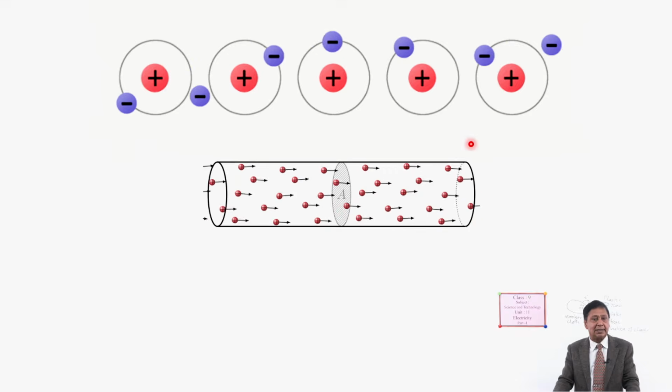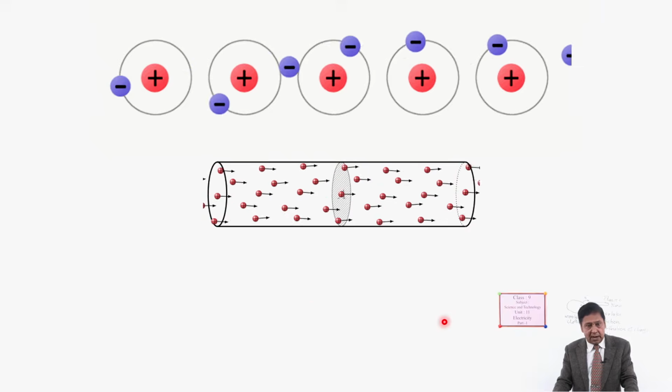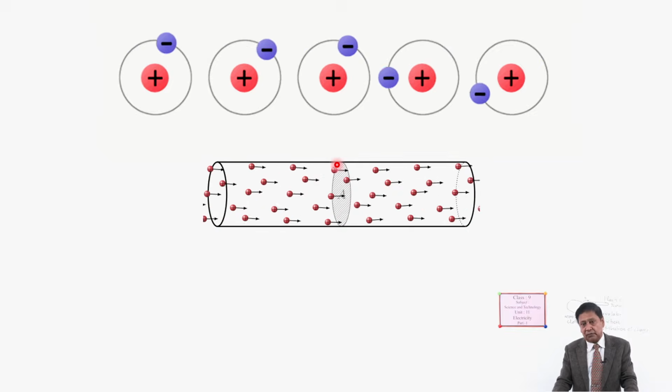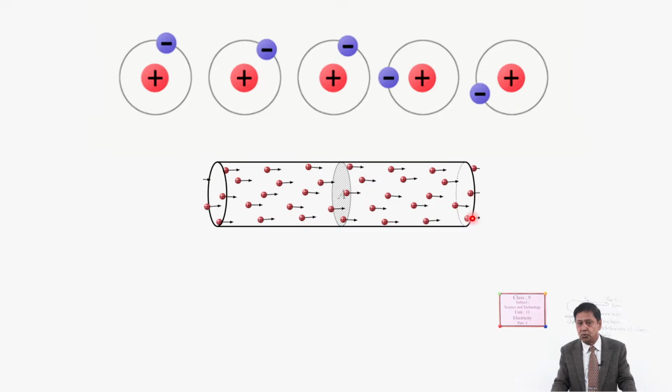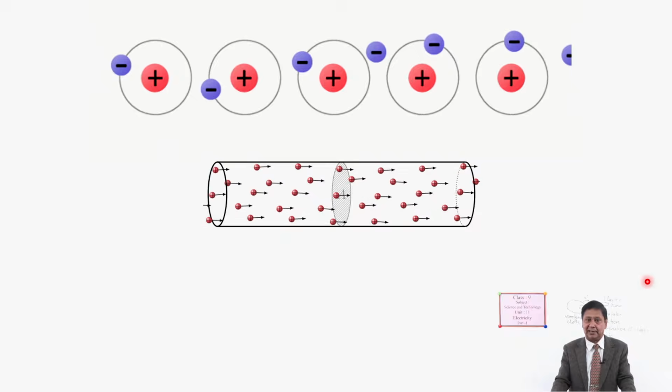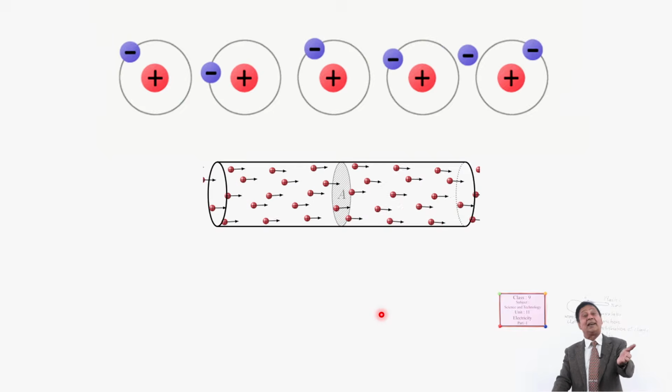Look at this. Let's say this is a conductor. I magnified this conductor and its thickness is shown very huge. And electrons are moving from one end to another end continuously. This is not static electricity. This is called current electricity.